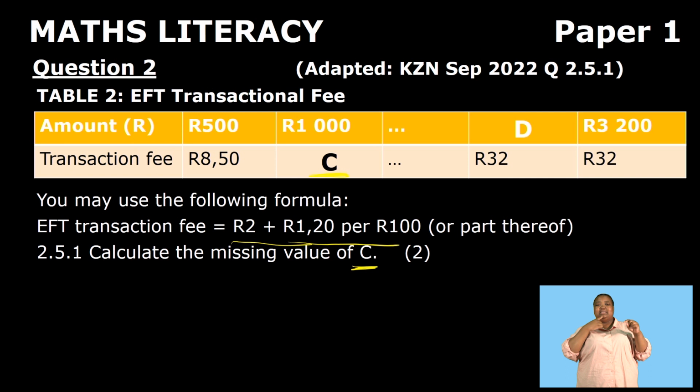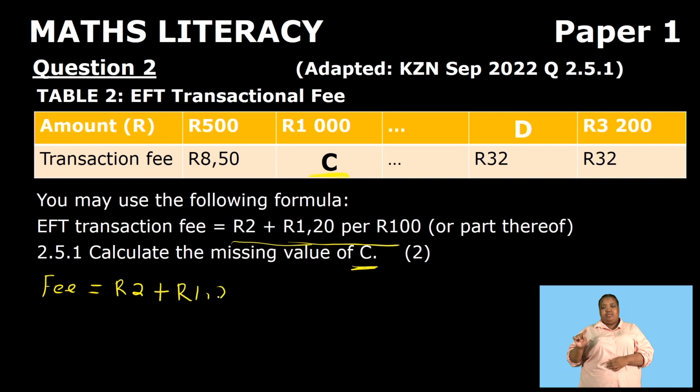So on the table there we are, we can see the missing value of C, and C appears on the transaction fee. So it means we will be using this formula. So now from the given formula, the transaction fee is equals to 2 Rand plus 1.20 Rand multiply by or part thereof.